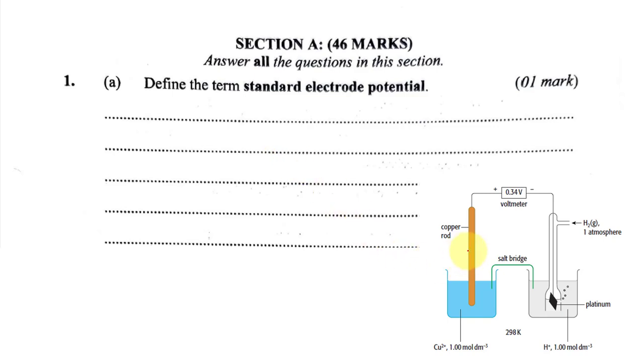So, here we have our electrodes. We are having this copper electrode, and then we also have the platinum electrode. So in this setup, they have connected the copper electrode to the hydrogen half cell, and the solution of our copper 2 ions is 1 molar. So we shall define our standard electrode potential basing on some of these facts.